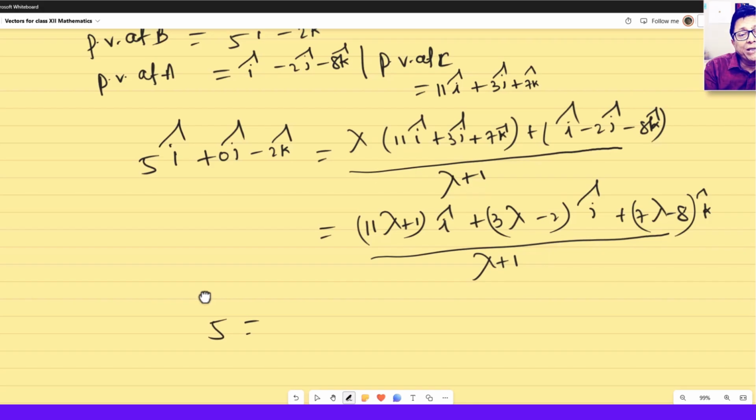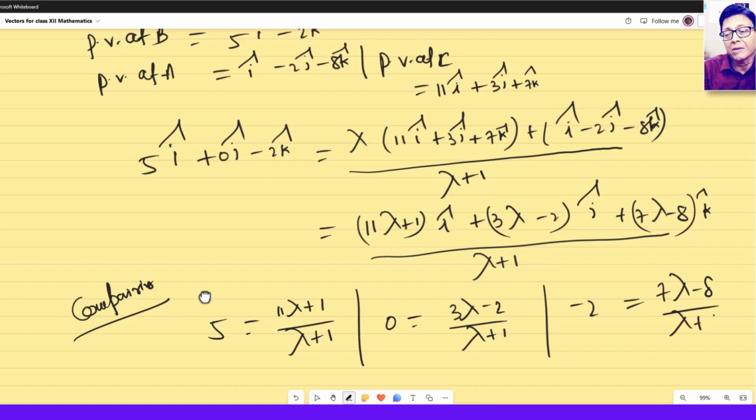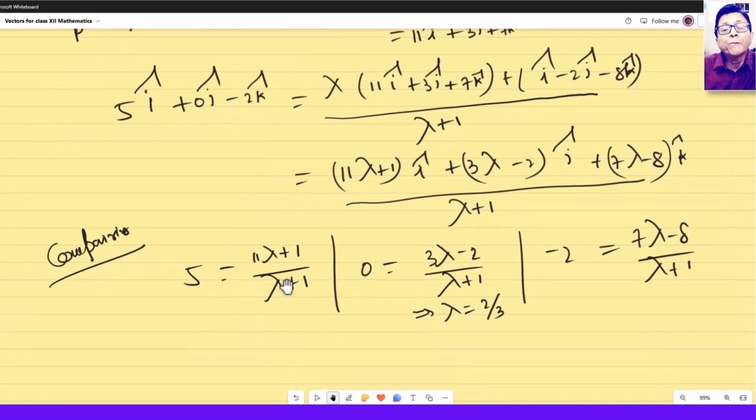Comparing, 5 will be (11 lambda plus 1) by (lambda plus 1). 0 will be (3 lambda minus 2) by (lambda plus 1), and minus 2 will be (7 lambda minus 8) by (lambda plus 1). It will be good if you find lambda here, 2/3. If you put lambda 2/3 here, and these two satisfy, then it's fine. Otherwise it will not divide.